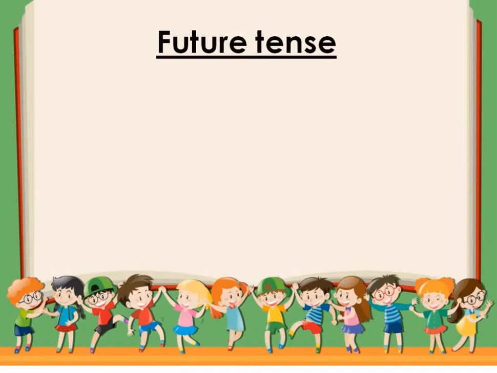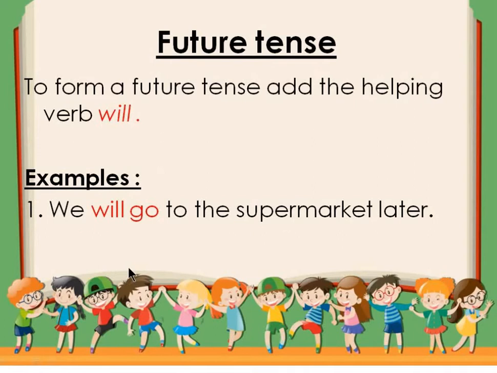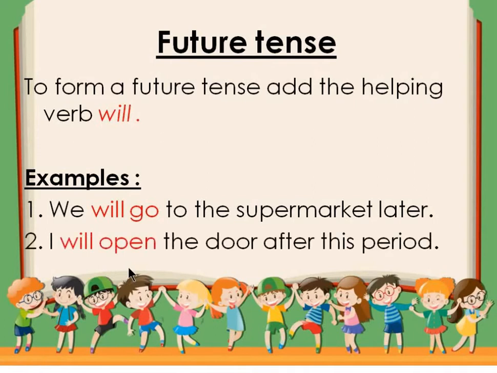This verb tense is used to express an action that will take place in the future. To form a future tense, add the helping verb will. Let's take a look at these sentences. The first one, we will go to the supermarket later. So the verb here is will go. What does it mean? It will happen in the future.